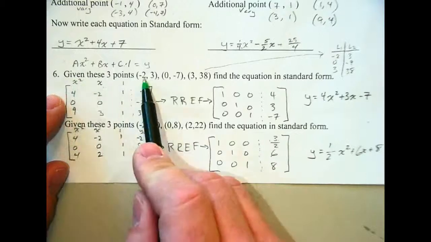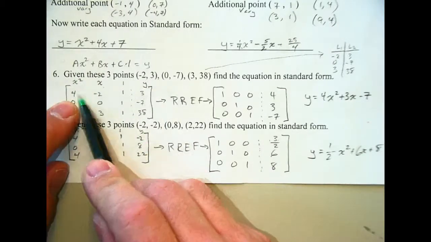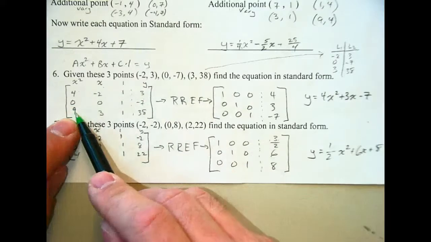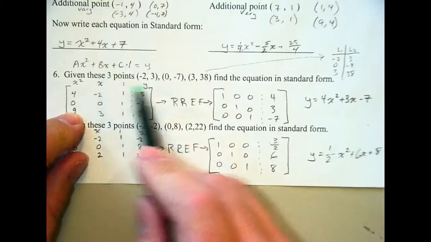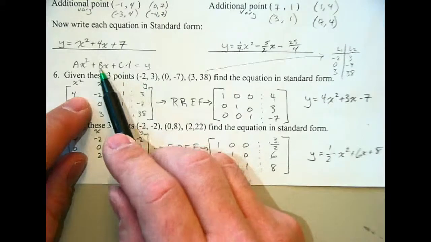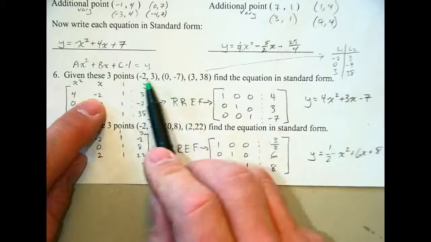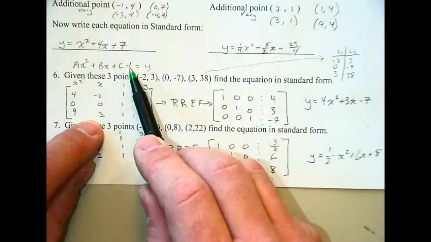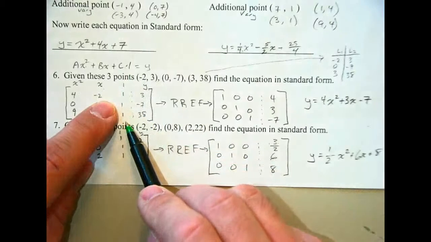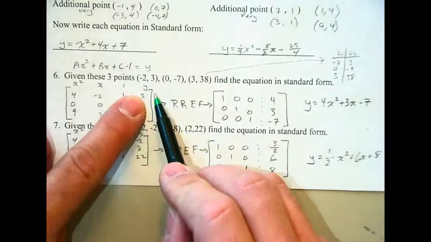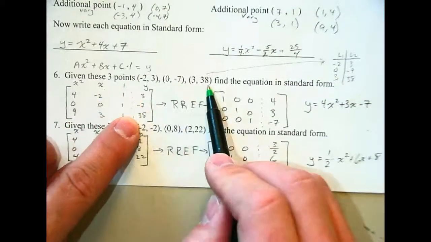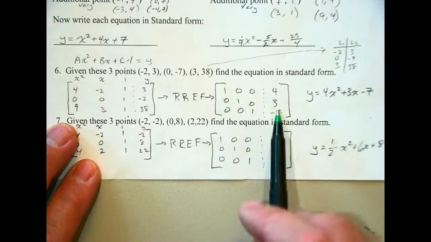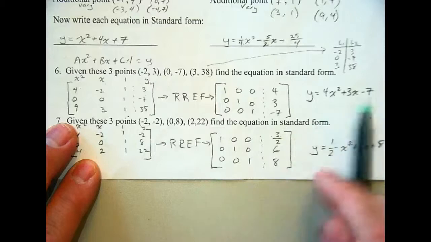So I take my x squared: negative 2 squared is 4, 0 squared is 0, 3 squared is 9. The coefficient of b is x, so I plug my x's in here. And then the coefficient of c is 1, so I put my 1's in. And then equals y, I put my y values in: 3, negative 7, and 38. Doing reduced row echelon form, I get my identity matrix, which tells me a is 4, b is 3, c is negative 7. I've got it in that form.